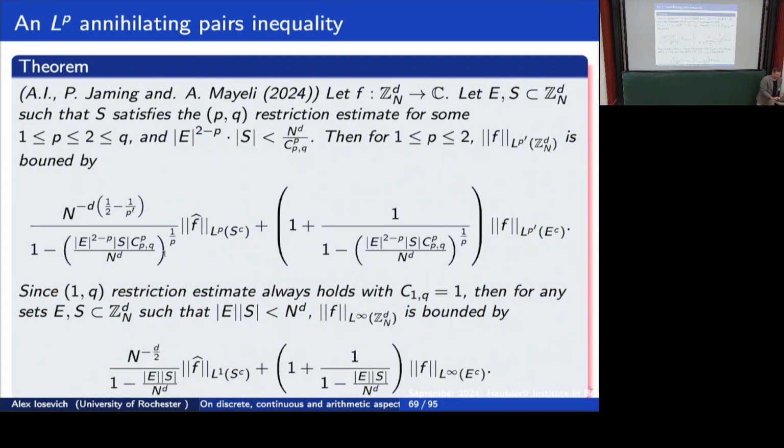Okay, so another question that arose on Tuesday is, can one prove a purely L^p version of the annihilating pairs inequality? And it depends on what you mean.